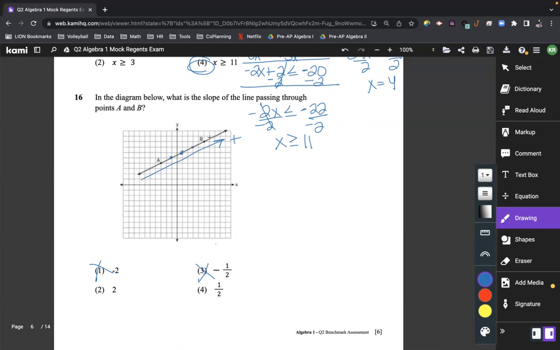Now, these look pretty even. So if I go up 1 over 2, that means that my rise is 1 and my run is 2. Let's see, up 1 over 2, up 1 over 2, up 1 over 2. That means that 4 is my answer choice for the slope.